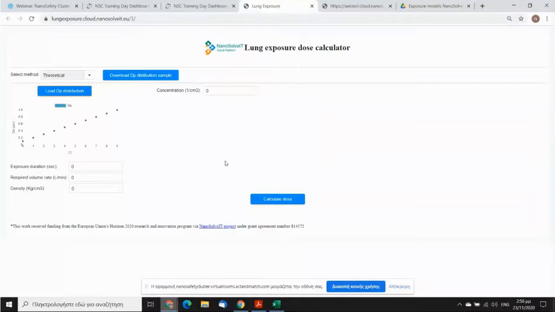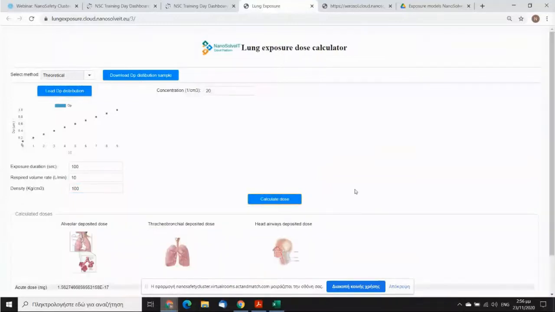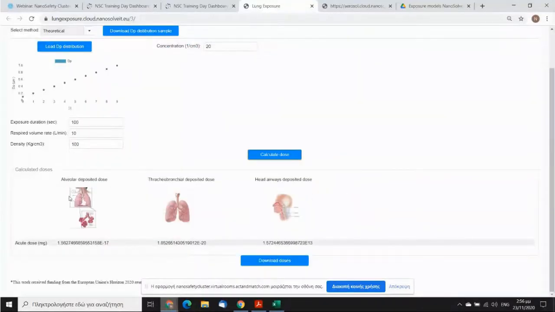For the concentration of the nanomaterial, I'm going to use a value of 20. For the exposure duration, a value of 100. For the respired volume rate, a value of 10. And for the density, a value of 100. And I will press calculate dose. And here, as you can see, I have the calculated dose in these different regions of the human body in milligrams. Of course, I can also download the doses for further use. This is the simplest case, the theoretical one.